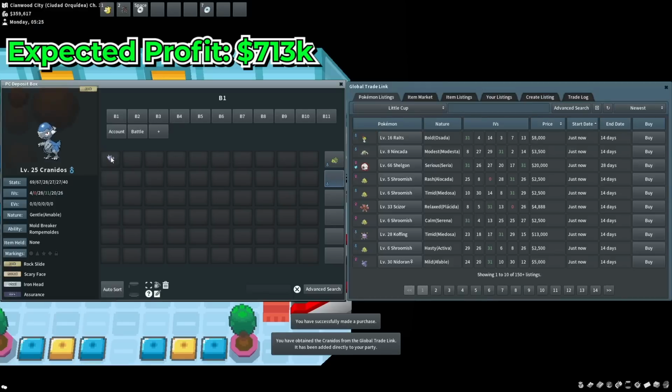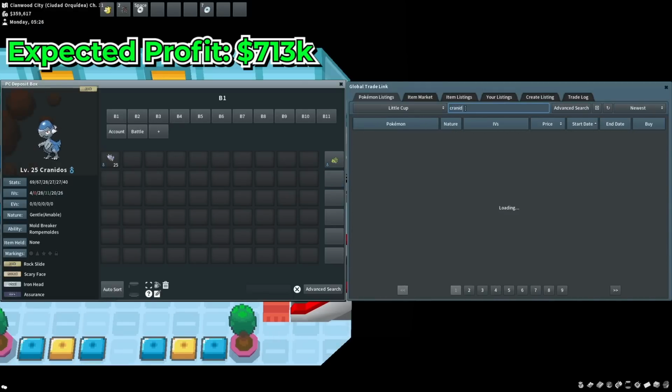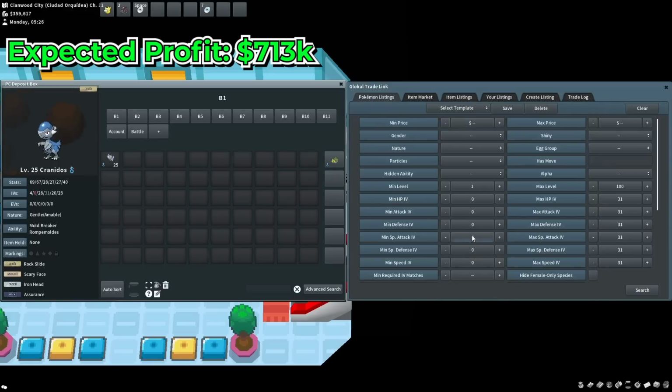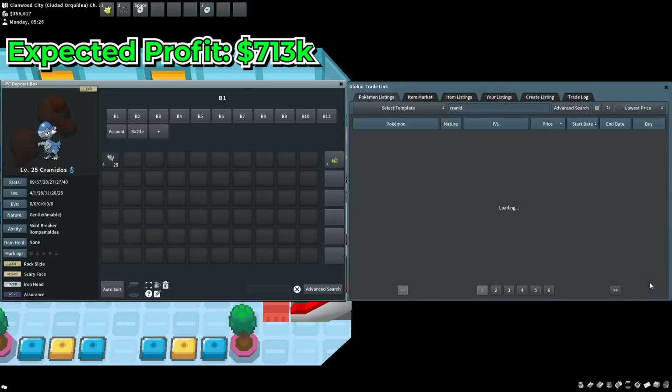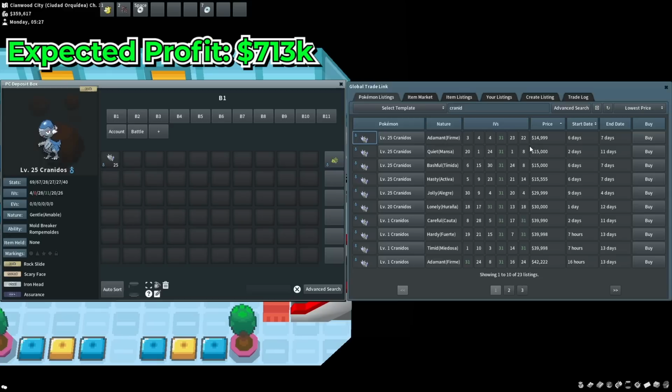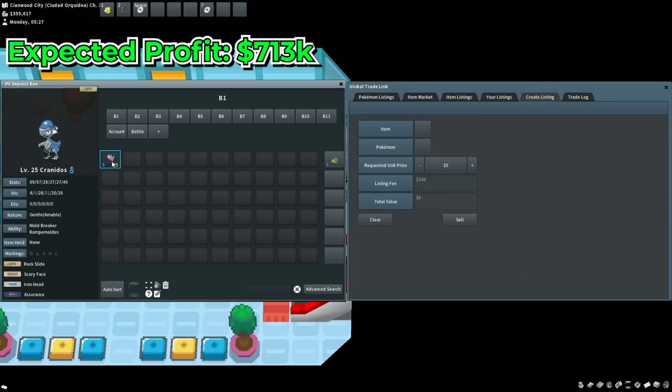Now Cranidos with 31 in special attack might go higher than this because it's used for clearing hordes in Mount Silver, like this. Then goes for 8, will sell ours for, no, sorry, like this. So we'll sell ours for 10.